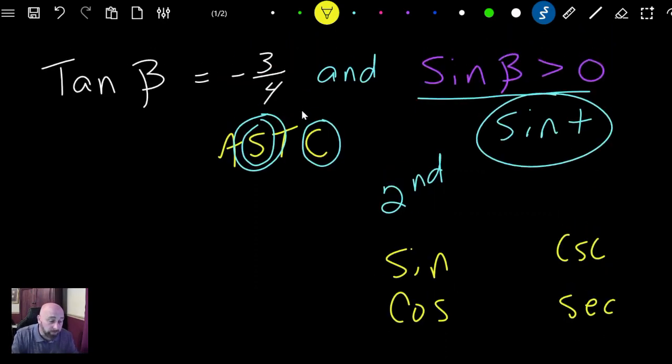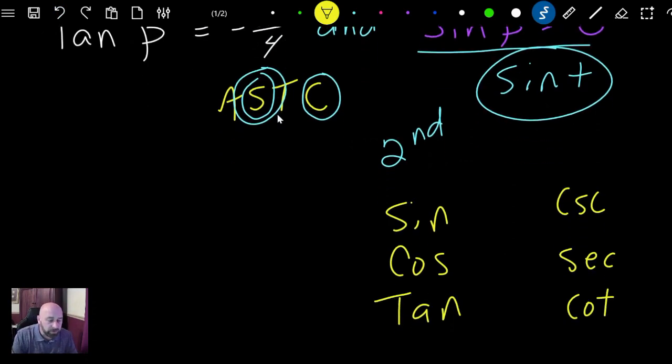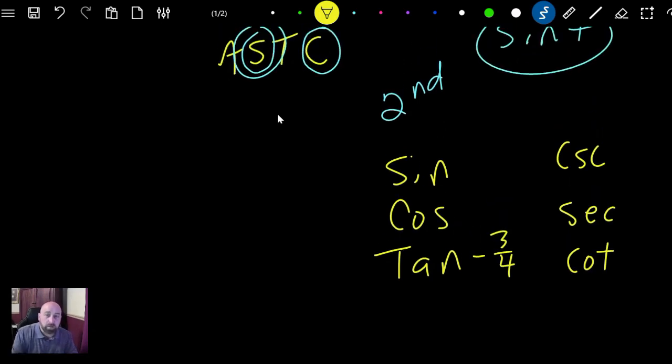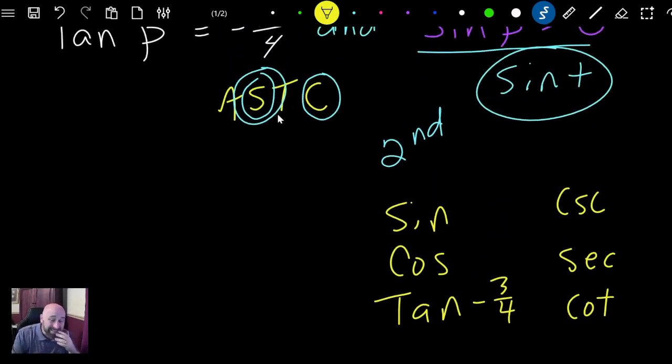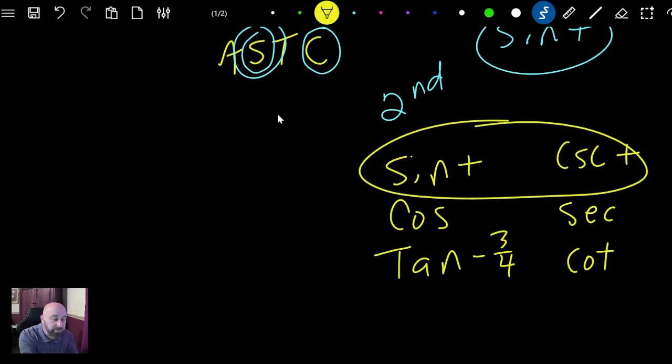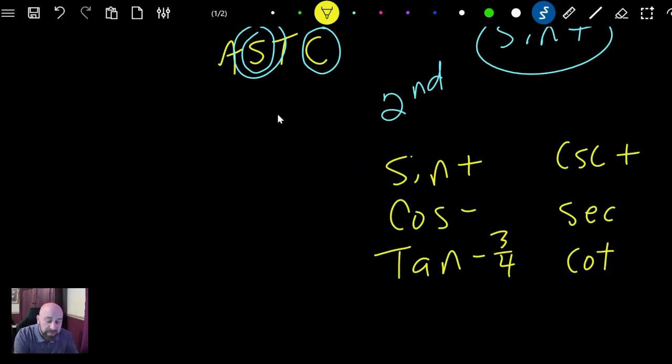Now, we already have one of those. We already have this guy right here. So we have negative 3 over 4, so we can go ahead and write that in. Okay? So there we go. We have tangent is negative in the second quadrant. Now, one thing that we can do before we go on is put down all the different signs for all the different functions, based on being in the second quadrant. So sine is positive, and cosecant is also positive because these go together, right? Cosine is negative and secant is negative and cotangent is negative.